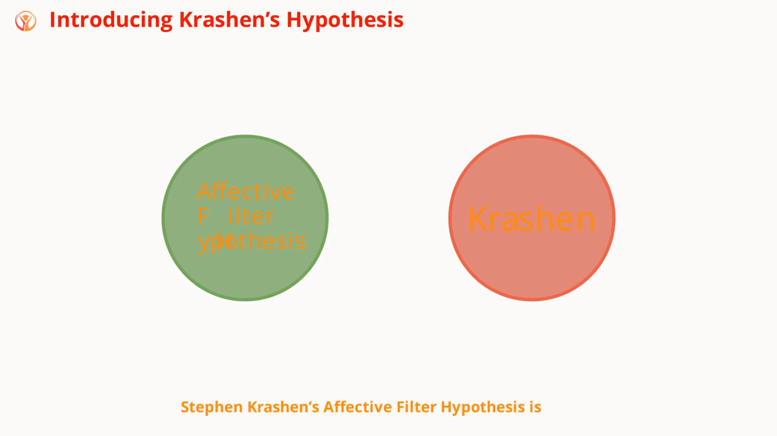Stephen Krashen's affective filter hypothesis is a foundational idea in language acquisition. It proposes that emotional variables act like a mental filter, influencing how much comprehensible input is actually acquired. When motivation is high and anxiety is low, the filter is down, allowing more input to be processed. When anxiety is high or motivation is low, the filter rises and less input is absorbed.